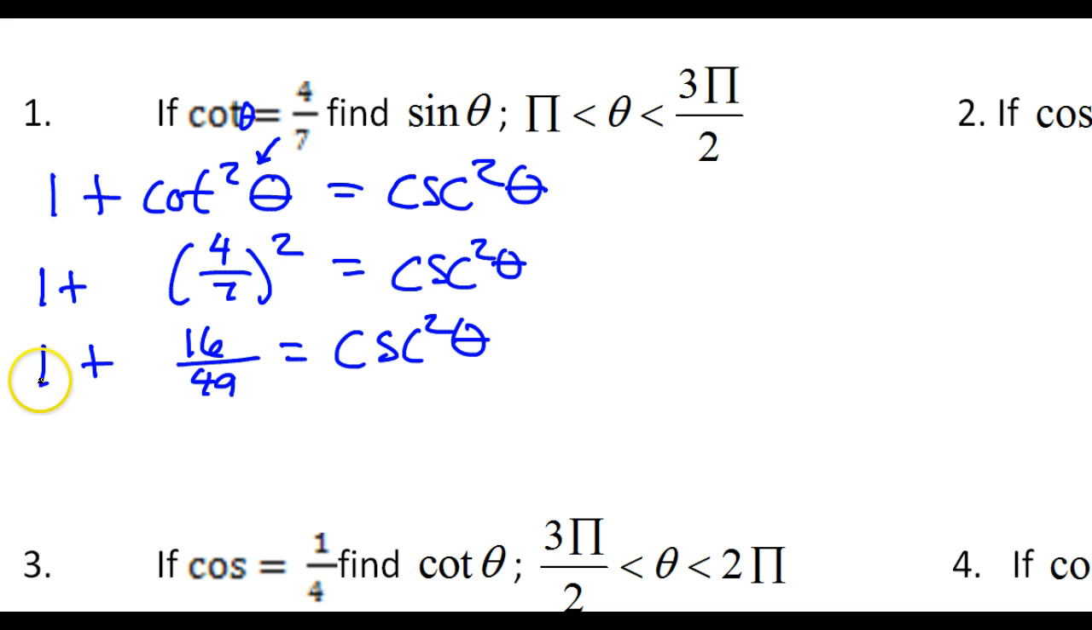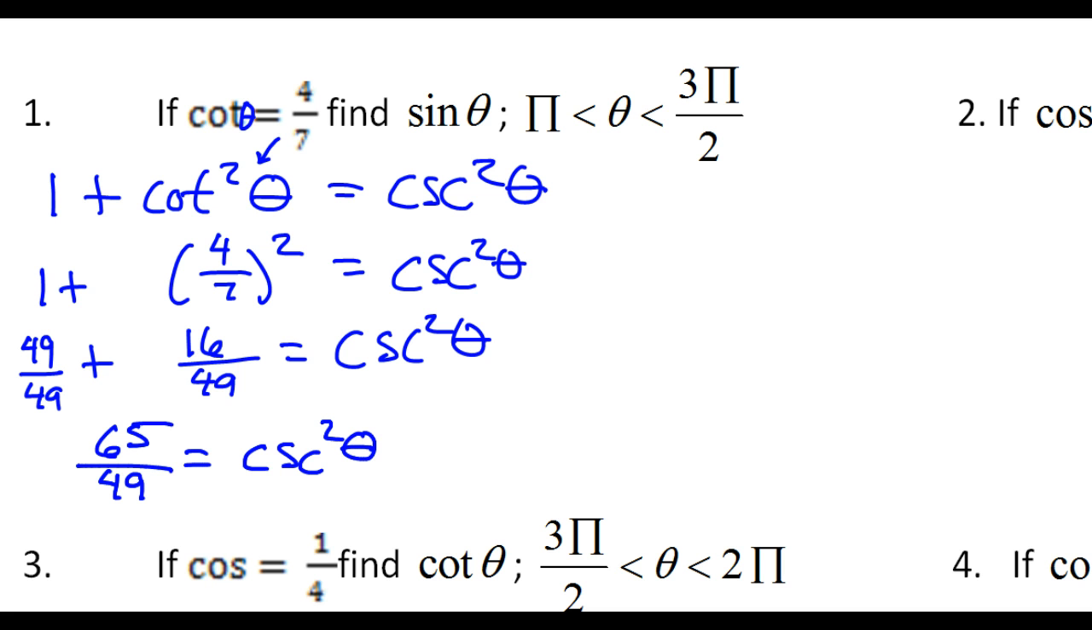1 is a chameleon number. 1 is 3 over 3 or 13 over 13 or 20 over 20, anything you want. So I want a like denominator 49, so I'm going to turn this 1 into 49 over 49. So 49 49ths plus 16 49ths is going to be 65 49ths, and that's equal to cosecant squared theta.